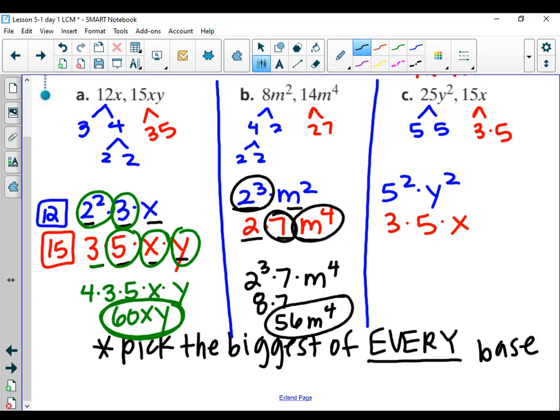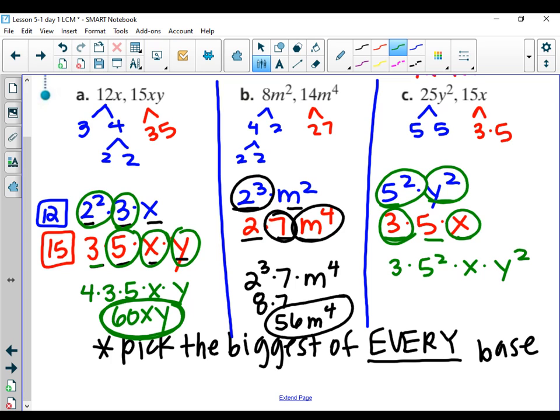What's bigger? Regular 3 or... Oh, there is only one 3. What's bigger, regular 5 or 5 squared? 5 squared. What's bigger, y squared or? That's it. What's bigger, x or? Three times 5 squared times x times y squared.